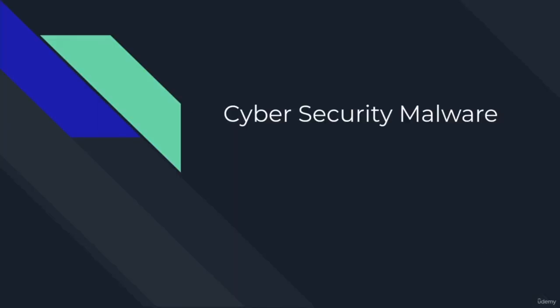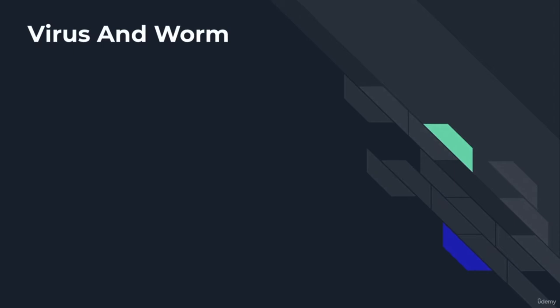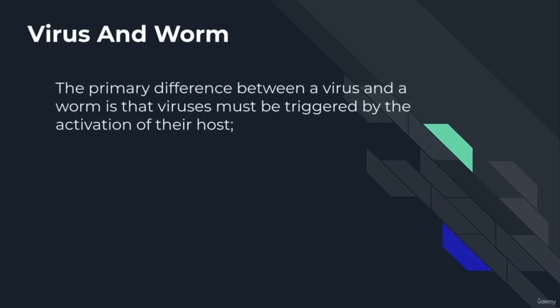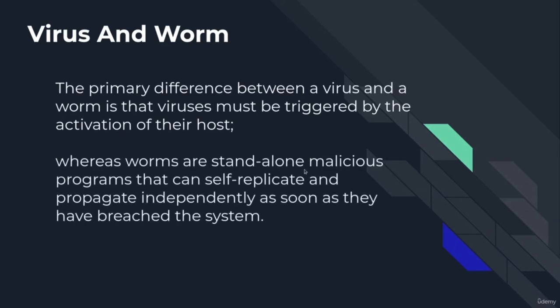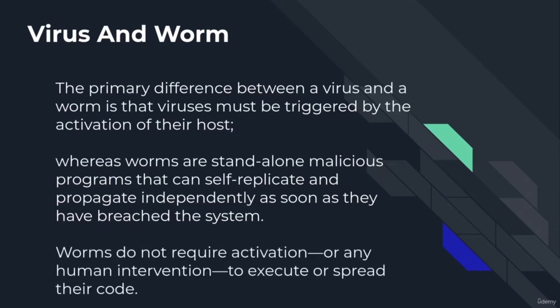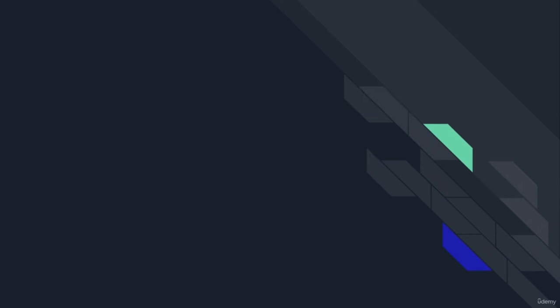Cybersecurity malware. Now we have viruses and worms. So the primary difference between a virus and a worm is that viruses must be triggered by activities of their host, whereas worms are standalone malicious software that can self-replicate and propagate independently as soon as they have breached the system. So worms do not require activation or any human intervention to execute or spread their code.